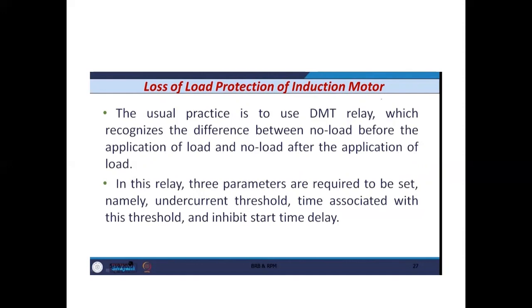So in this relay, three parameters are required to be set. First, the under current threshold, below which current is this current. The second is the time associated with this threshold, in how much time this under current is available or achieved. And the third is the inhibit start time delay.